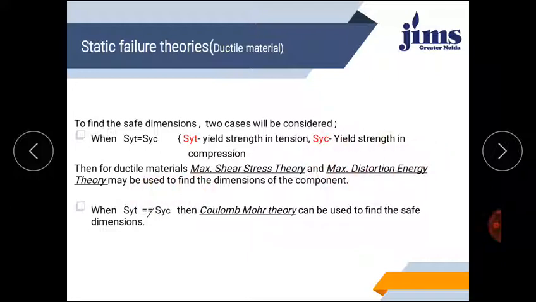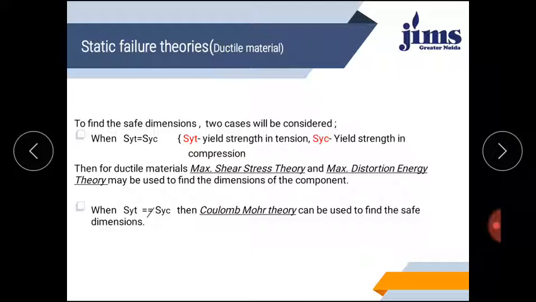Then for ductile material, maximum shear stress theory and maximum distortion energy theory may be used, and in later slides we will discuss this. They may be used to find the dimension of the component. So in the first case, when SYC is equal to SYT, then maximum shear stress theory and maximum distortion energy theory can be used to find the dimensions of the ductile material.